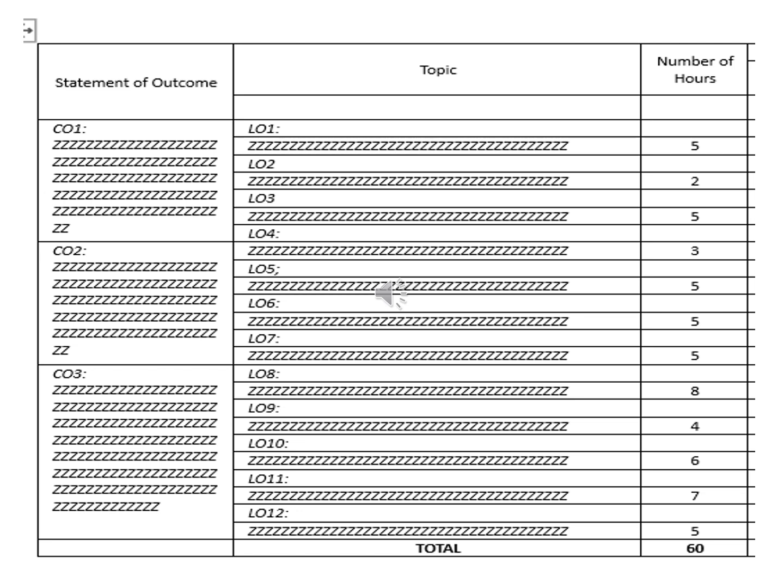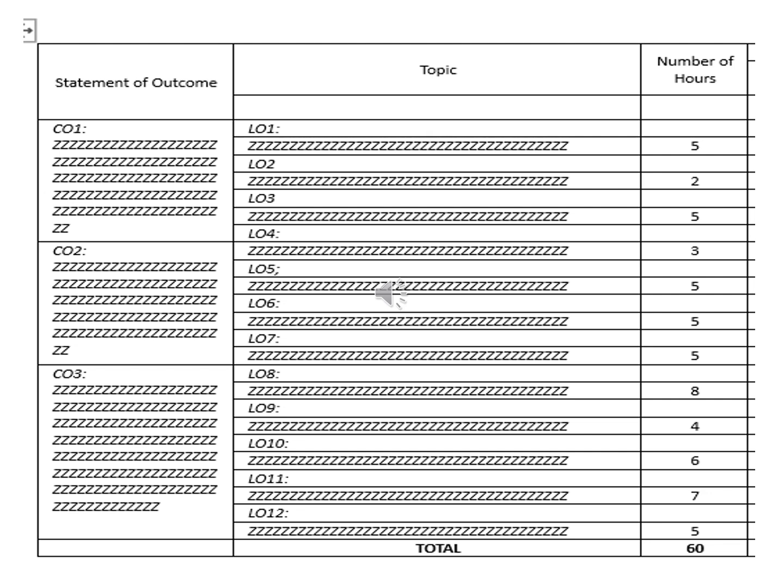Next, LO2, you spent 2 hours. LO3, you spent 5 hours. LO4, you spent 3 hours. LO5, you spent 5 hours. LO6, you spent 5 hours. LO7, you spent 5 hours. And LO8, you spent 8 hours.